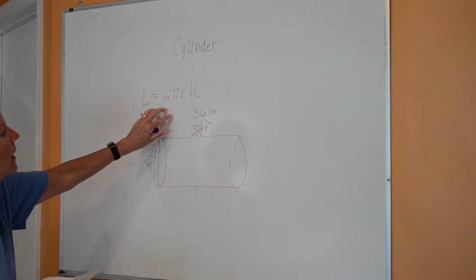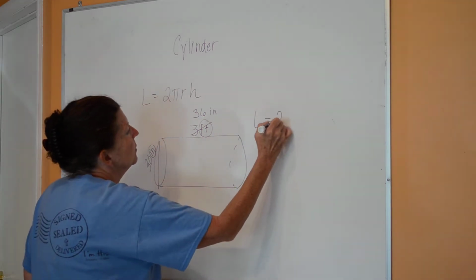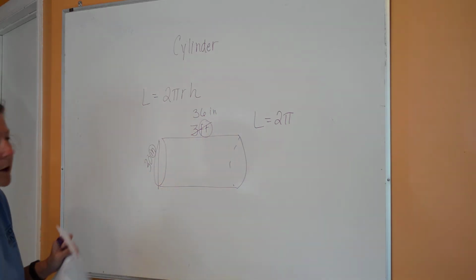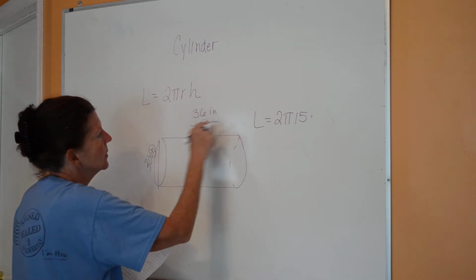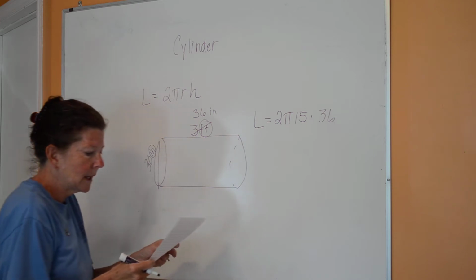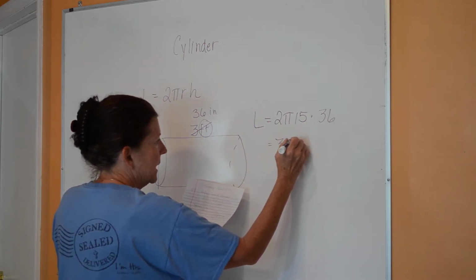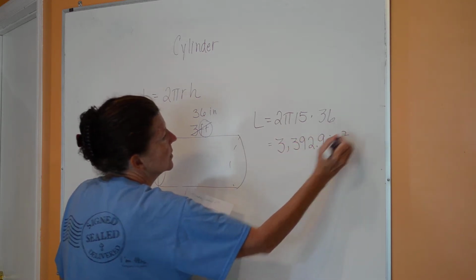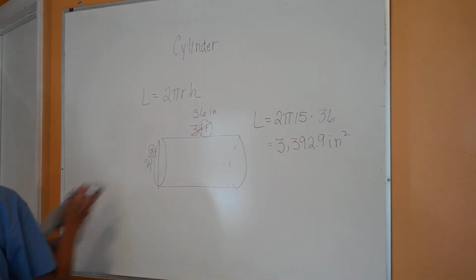Now I come back here, and I remember I'm only finding the lateral area, so it's 2 times pi times r. If the diameter is 30, the radius is 15, times the height, which is 36. If I put all that in my calculator, I find that the lateral area is 3,392.9 inches squared. Okay? Now I want you to try one.